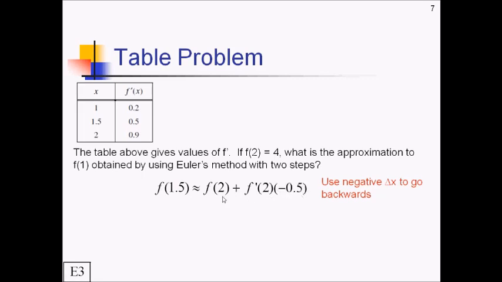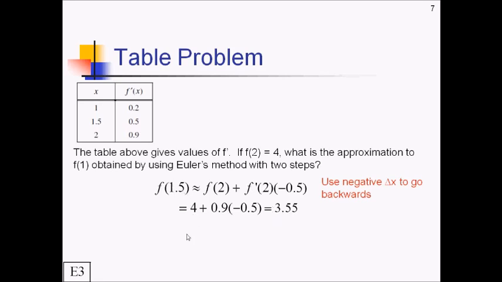So f of 2, they gave us, that was 4. The derivative at 2, f prime of 2, that's right in the table here, that's 0.9. And then again, negative 0.5 for our step. So 0.9 times negative 0.5, that's going to be negative 0.45. 4 minus 0.45 is going to be 3.55. And we continue. So we already got f of 1.5.